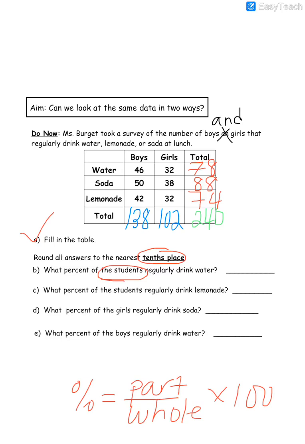All right, so let's take a look again. What percent of the students regularly drink water? So how many students did Miss Burgett survey? She's totally surveyed 240 students. How many of them regularly drink water? Well, that's over here. So out of all of those, we got 78 out of 240. So you're going to use your calculator. You're going to divide 78 by 240, and then you're going to times it by 100, and you're going to round if necessary. I don't need to round. I get 32.5%.